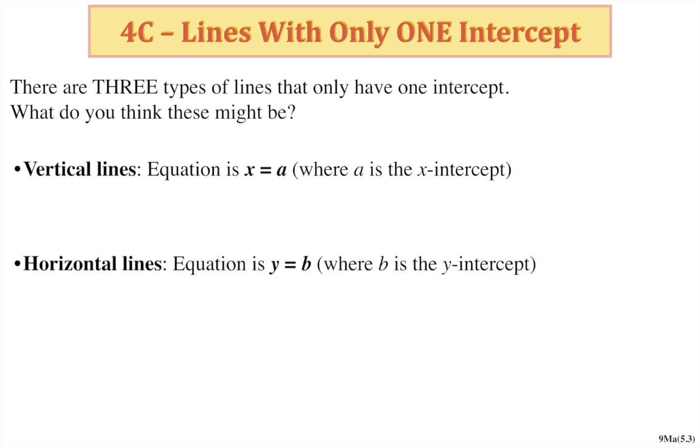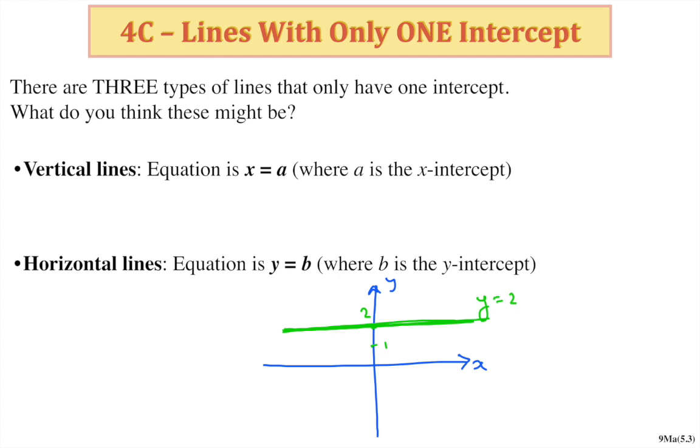Horizontal lines. So you take a horizontal line, we have an x-axis and a y-axis. If I draw a horizontal line, let's say that's at 2, there's 1. This is a horizontal line, it passes through the y-axis at 2, so the equation of the line is y equals 2. Here's another one. This one here is at minus 3. So this is a horizontal line, it passes through the y-axis at minus 3, so that's the equation.